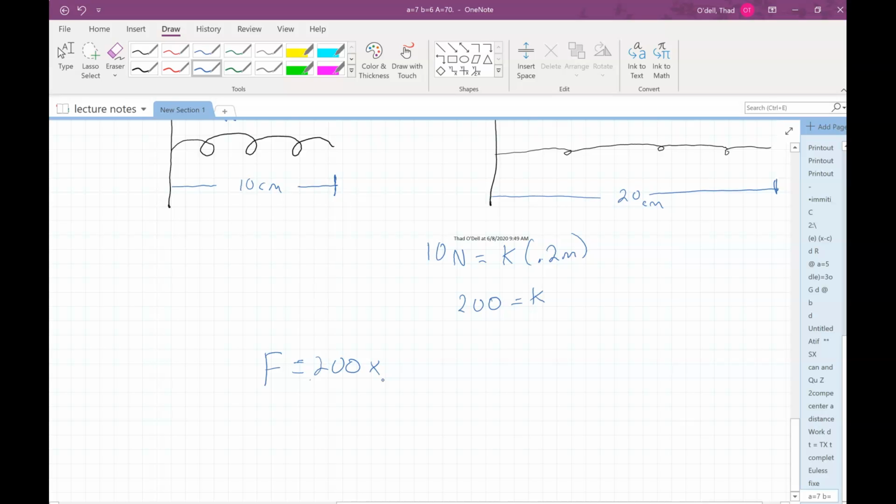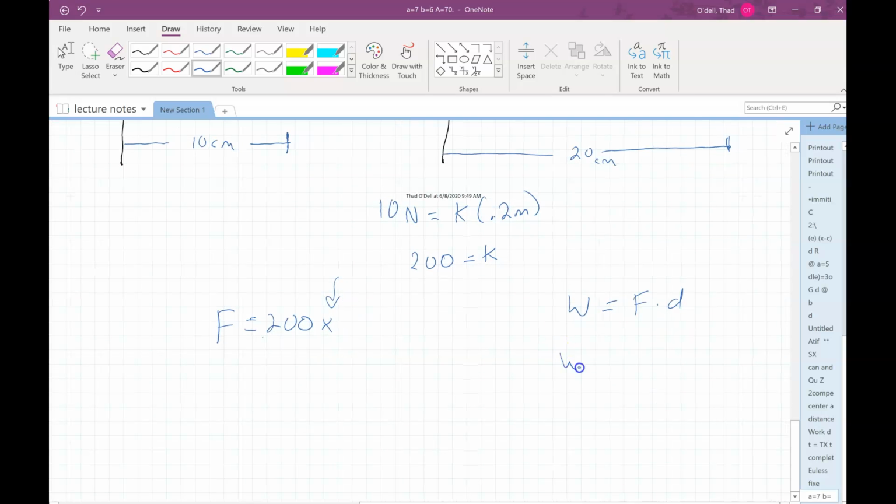You can see these problems are a little confusing, because there are really two distances. There's the distance involved in my displacement, in calculating the force, but there's also a distance involved in the normal work formula, because work is force times distance. So the work is going to be force, which is 200 times displacement, times the distance. There's a possible point of confusion there, of what distance is what.